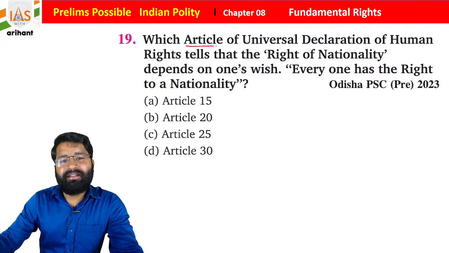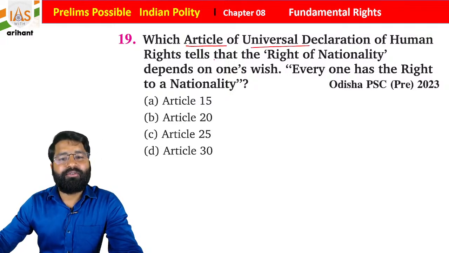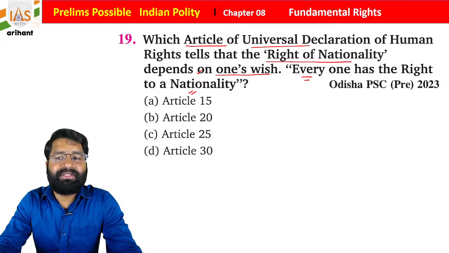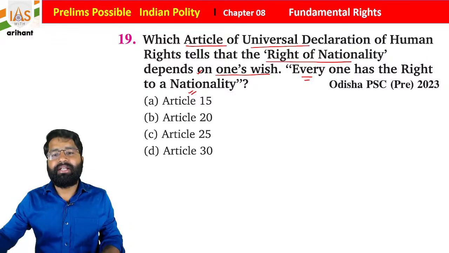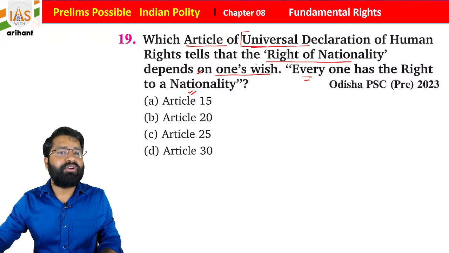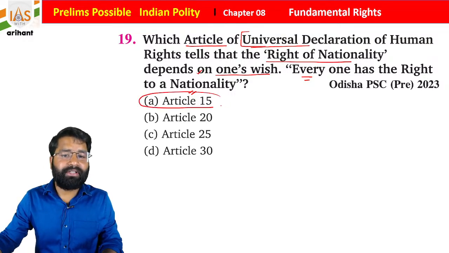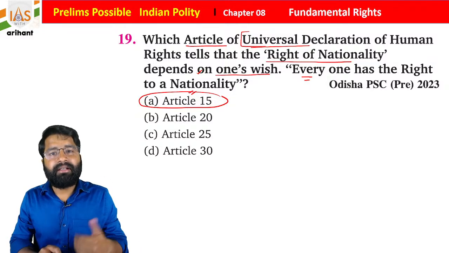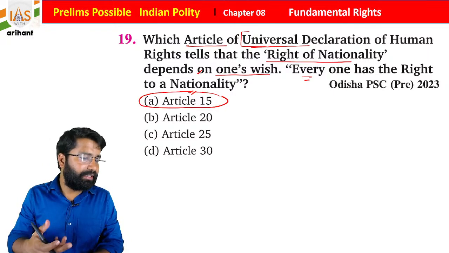Now under which article of the Universal Declaration of Human Rights is the right to nationality, depending on one's wish, mentioned? Everyone has the right to a nationality. It was in UKPSC last year, 2023: Article 15, 20, 25 and 30. So it is not in the Constitution, it is under the Universal Declaration of Human Rights. And where is Article 15? In the last to last class I shared a photograph with you, and it is available on the internet also. So just take that data, it will be good for you, students.